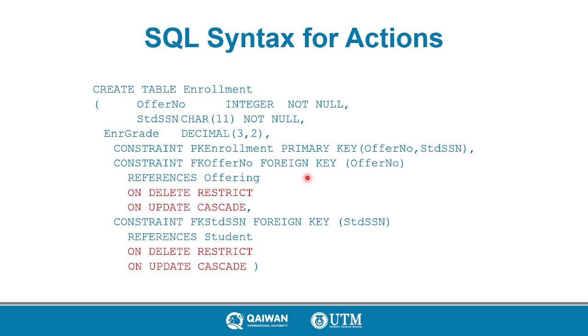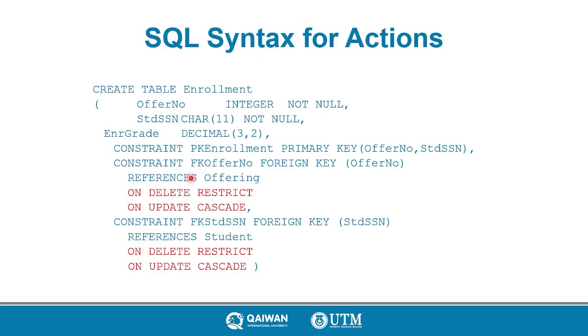Now we have a SQL syntax for action. Create table enrollment, offer number integer not null. Make sure that it would not be null. STD SSN character not null again. And enrollment grade decimal 3,2. Now we have some constraints. Constraint number one would be PK enrollment, and it would be the primary key: offer number and STD SSN.